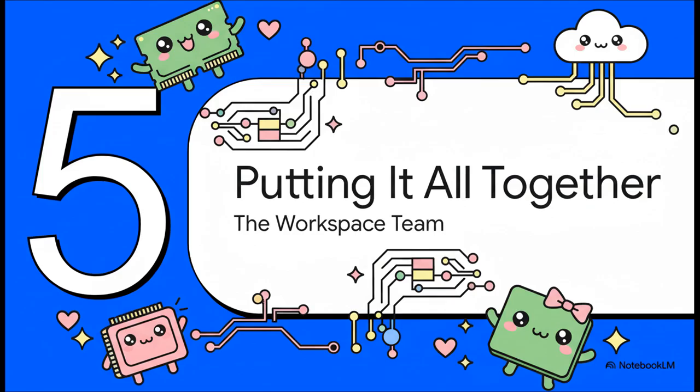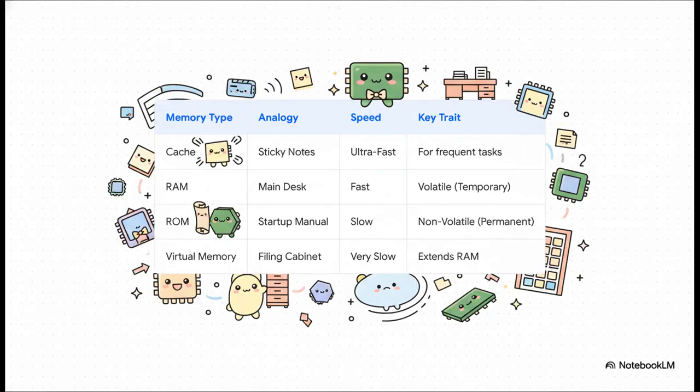Okay, so we've met all the individual players on our primary storage team. We've met the desk, the sticky notes, the manual, and the overflow filing cabinet. Now, let's put it all together and see how this whole system works in beautiful harmony. This summary just lays it all out perfectly, doesn't it? You can really see the trade-offs at a glance. From the insanely fast but tiny cache to the very slow but essential virtual memory, you can see how each one has its own special role to play in the team.